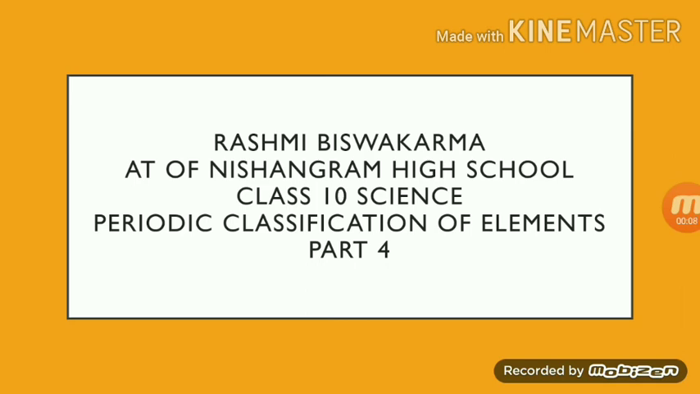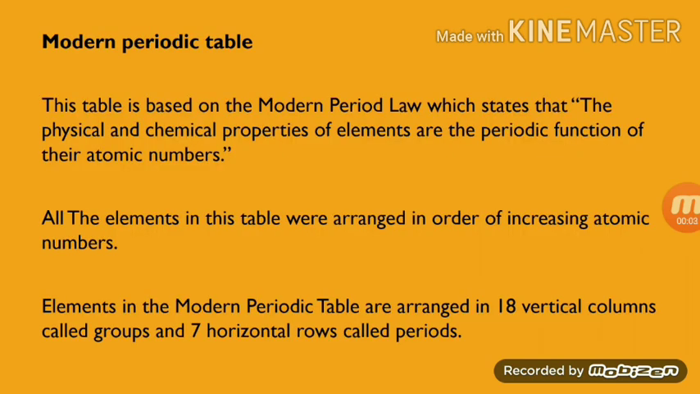Today we are going to discuss part 4 video of periodic classification of elements of class 10th science. Modern periodic table. This table is based on the modern periodic law, which states that the physical and chemical properties of elements are the periodic function of their atomic numbers. So in an earlier video, I have already discussed that the modern periodic table is based on atomic numbers instead of atomic mass. All the elements in the table were arranged in order of increasing atomic numbers.